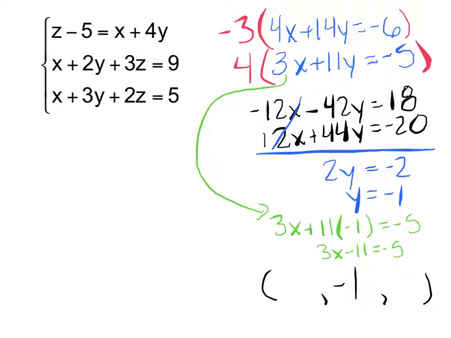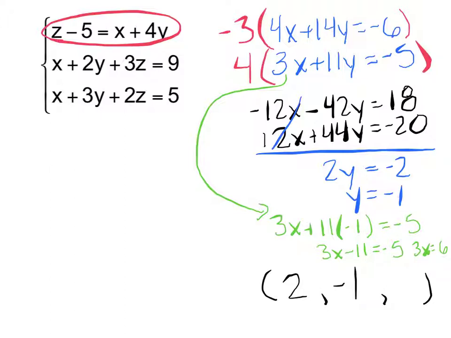Add 11 to both sides, so you get 3x equals 6, and we get x equals 2. So I'm going to go ahead and write that in the right place as well. So we have x, we have y, now we need to find z. I'm going to use one of my original equations to find z. Might as well just use the top one.